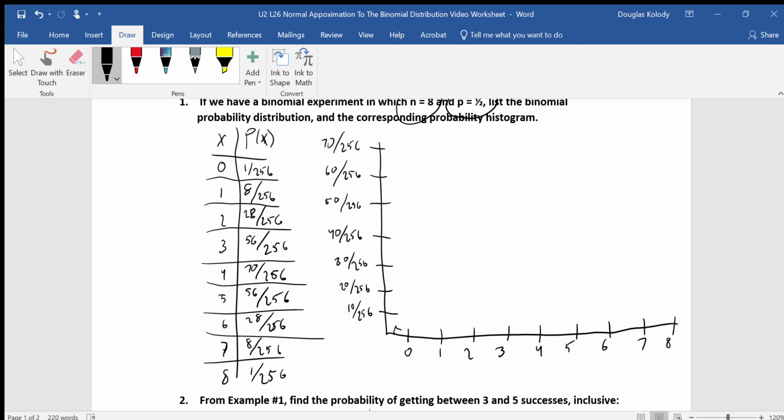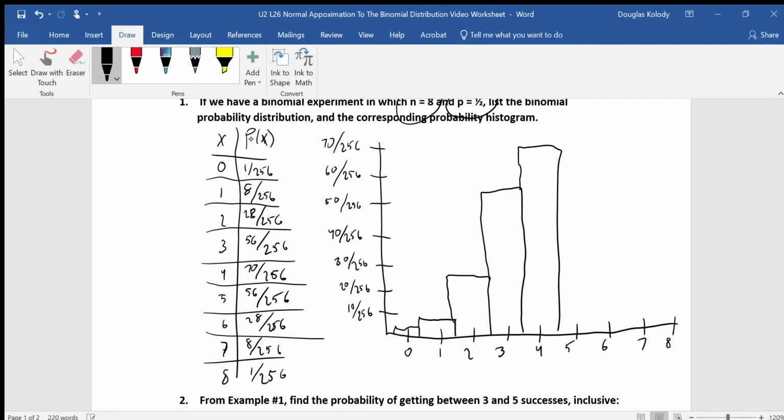The first bar just goes up to 1. I know that's not perfect. The next one goes up to 8, then up to 28, then to 56, then up to 70, then symmetrically back down. And what I get is a nice, actually bell-shaped histogram. Would you agree? I would too. All right, that's number 1 done.